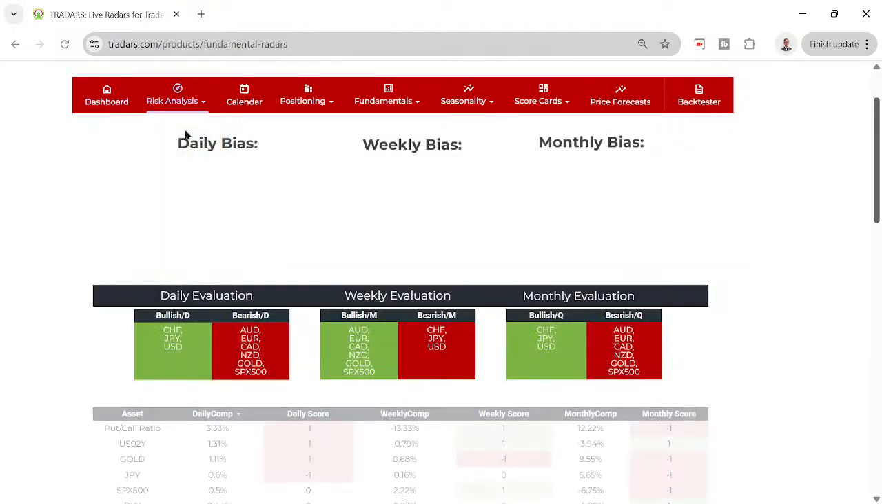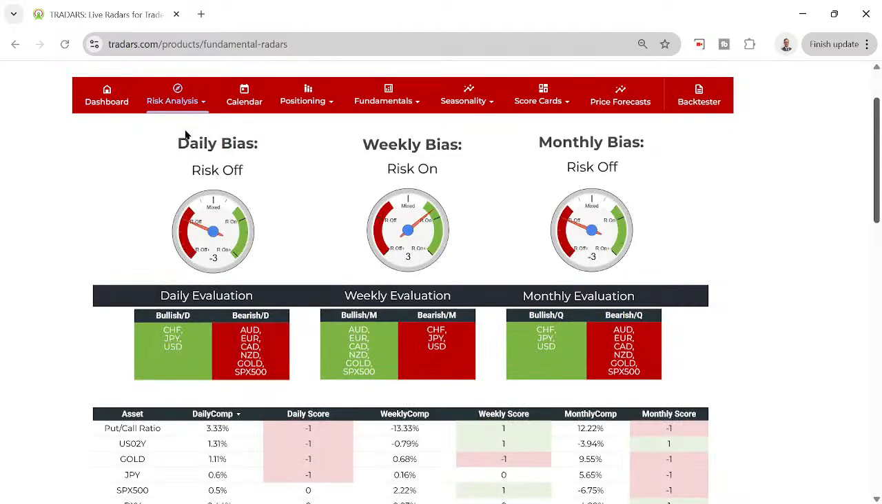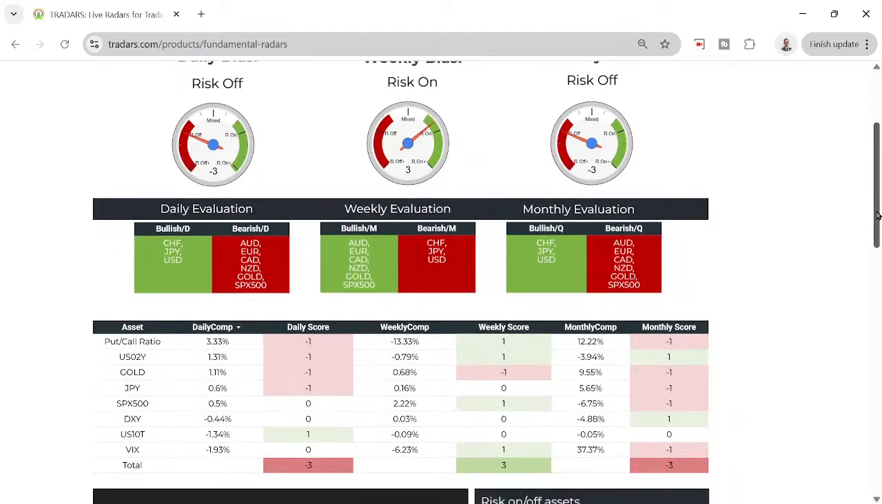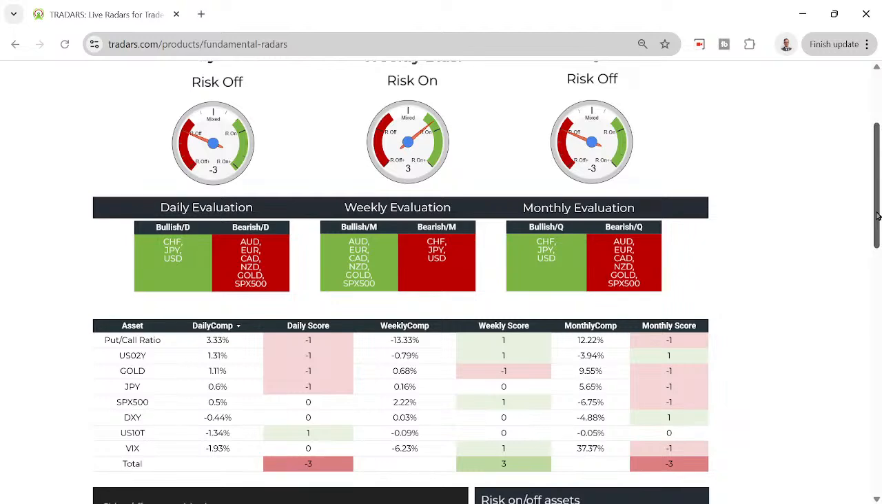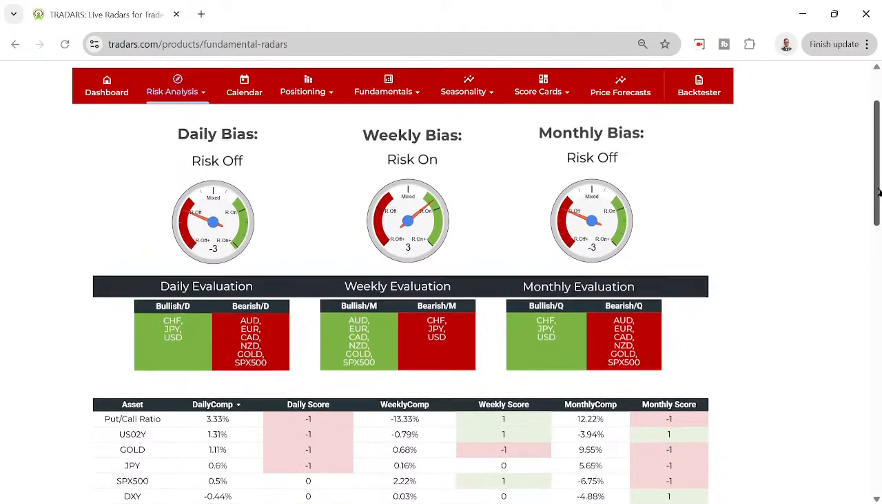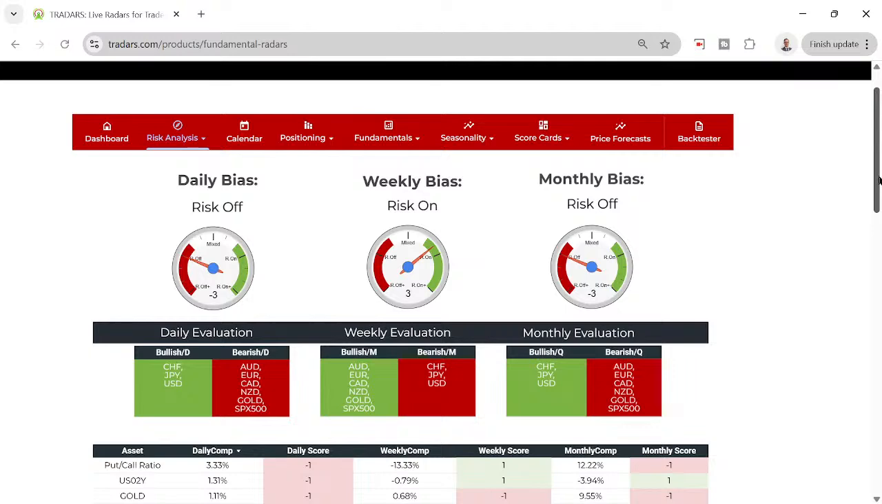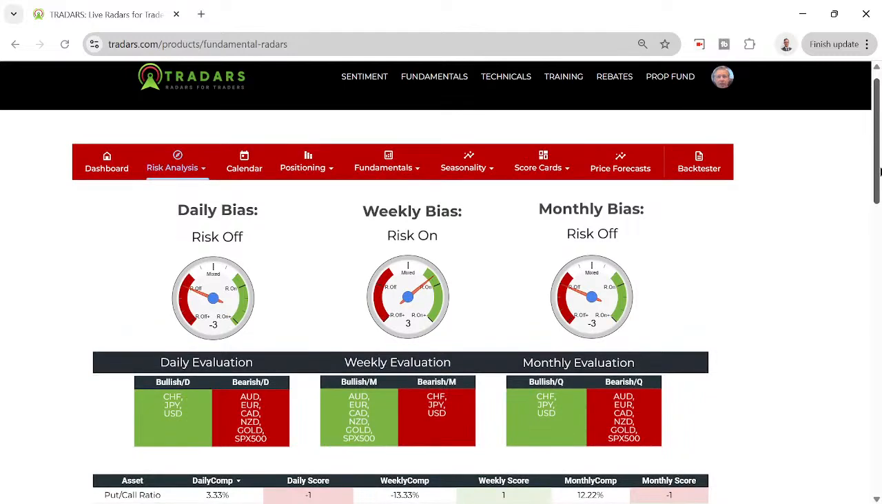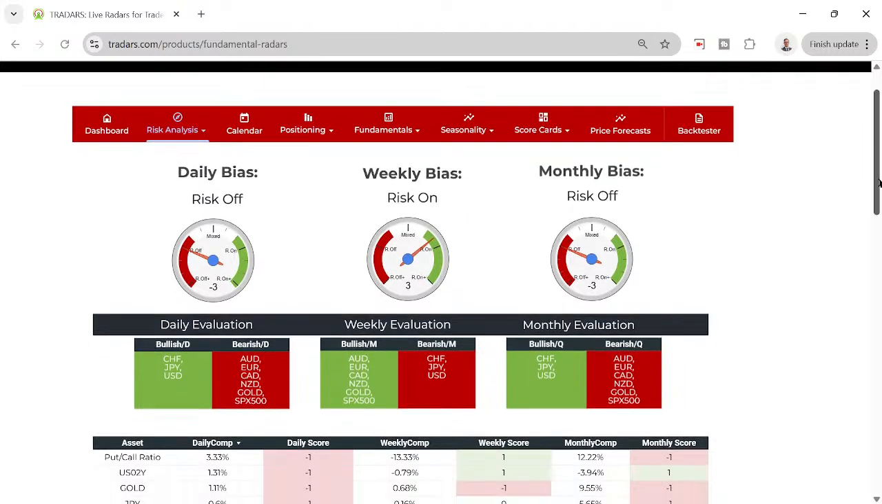Let's check the different time frames. Yeah, it's a mixed bag right now, huh? When you look at the different time frames. So we're analyzing the options market, hot money market, gold, yen, stock market, dollar, long-term treasuries, and volatility on 3 different time frames. And it's not painting a clear story yet, which just means there's a bit of risk. There's not an obvious direction right now in the markets on any time frame.